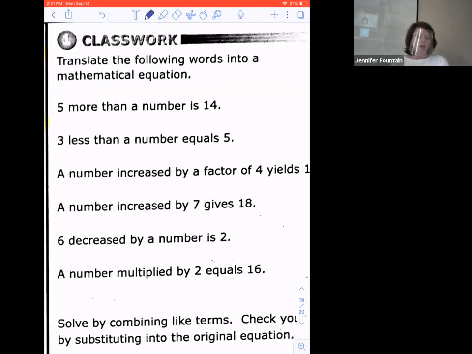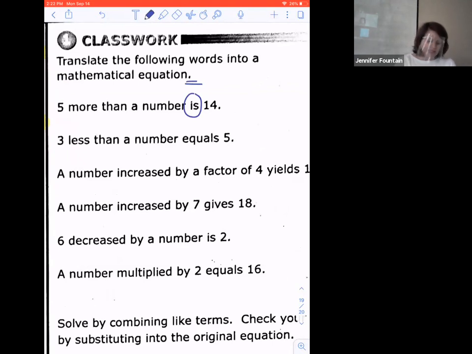5 more than a number is 14. So are we turning anything in for Thursday? There will be nothing to turn in on Thursday, no. First of all, what is my word here that means equals? Good, "is." So I'm going to go ahead and circle that. I'm going to put my equal sign above it.